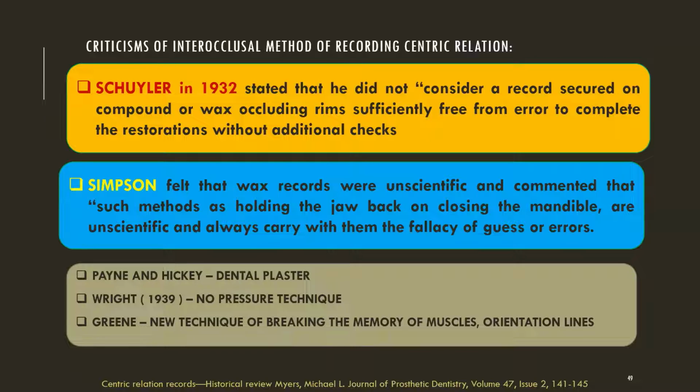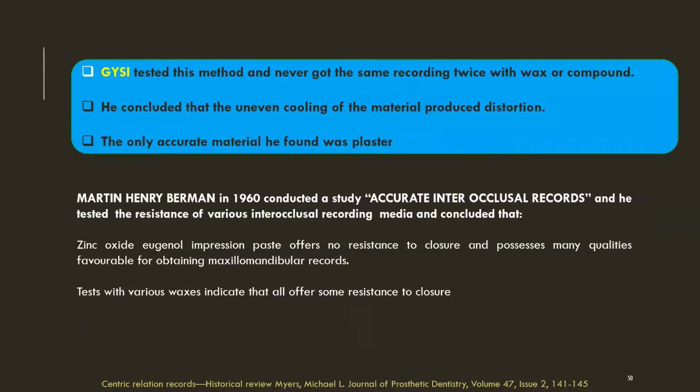Green then suggested a new technique by breaking the memory of muscles and recording the centric. He held the jaws apart and once the muscles were fatigued, he guided the patient to bite on the rims to record the centric relation. Then he made orientation lines and troughs to reorient following removal from the mouth. Later, Gysi tested this method and never got the same recording twice with wax or compound, and he suggested that there was uneven cooling of the material, which in turn produced distortion. So he said that the only accurate material was plaster. Berman in 1960 conducted a study to find out which was the most accurate interocclusal record, and he said that zinc oxide regional impression paste offers no resistance to closure.